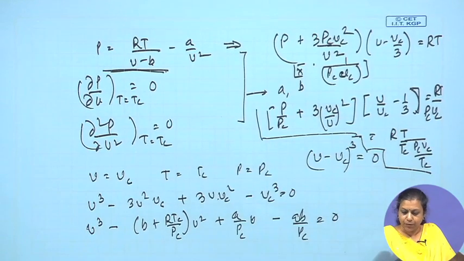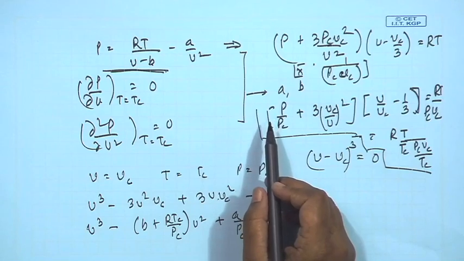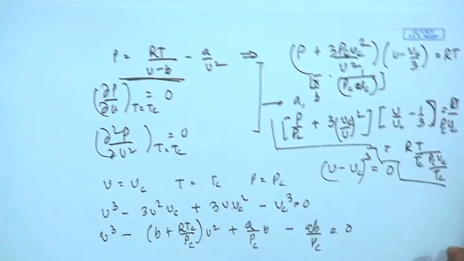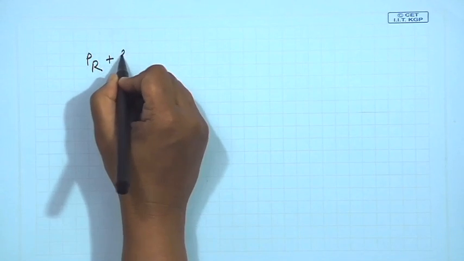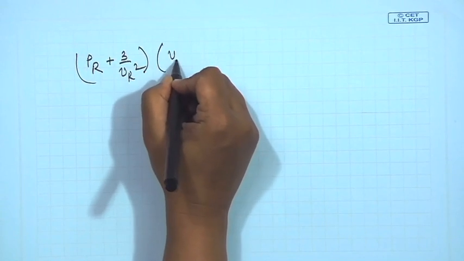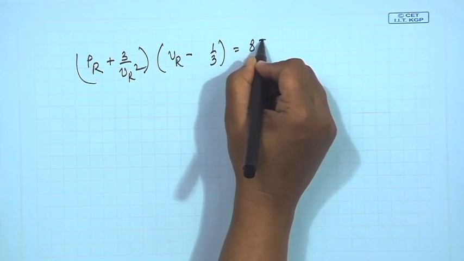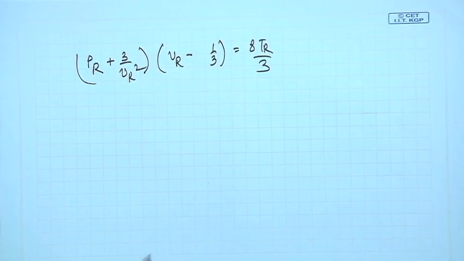Just observe this part. What does this show? P by PC is nothing but what is known as the reduced pressure. So, when I rearrange this, it can be written down as PR plus 3 by VR square, times VR minus 1/3, equals 8 TR by 3.